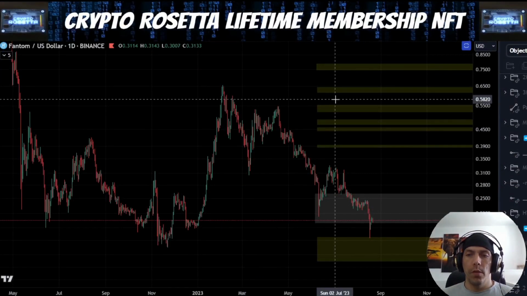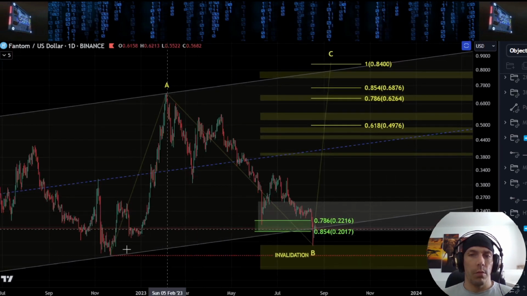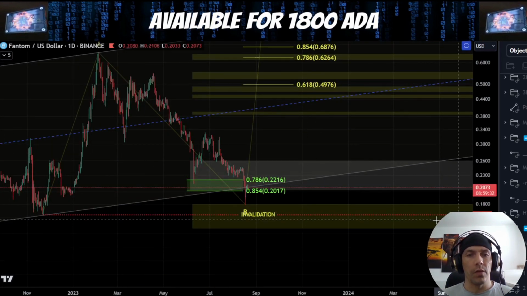Okay, so before we jump into the minor counts here, we're going to talk about the two main ways that we are looking at this structure. Now, within this count here, what we would be saying is that we are looking for this as a bigger A, B, and a C, and validation of this comes by crossing this 1642.